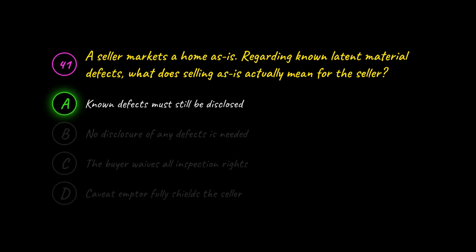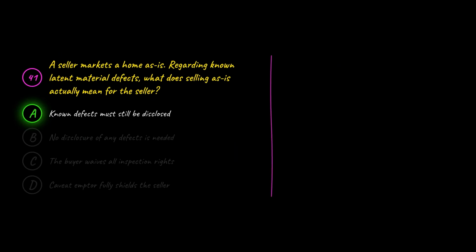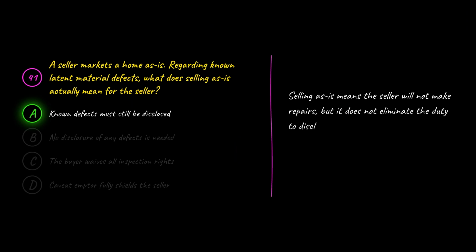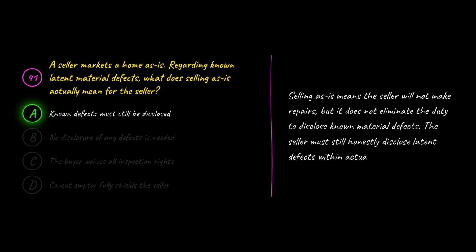The correct answer is A. Known defects must still be disclosed. A is correct because selling as is means the seller will not make repairs, but it does not eliminate the duty to disclose known material defects. The seller must still honestly disclose latent defects within actual knowledge.